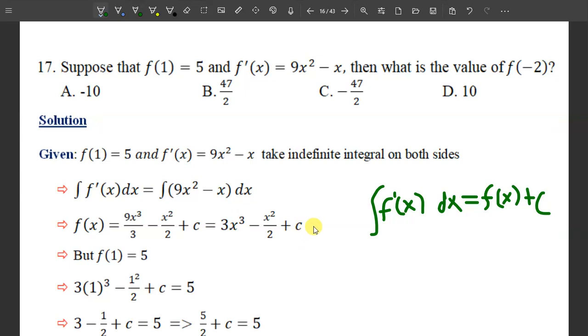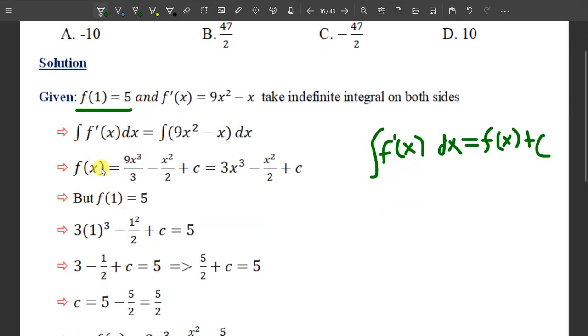This constant number must be obtained, must be calculated, must be obtained from what is given here. It is given that f of 1 is equal to 5. Therefore, what we have to do is replace x by 1 here: 3 times 1 cubed minus 1 squared over 2 plus c is equal to 5, since our f of x is this expression. And then calculate c.